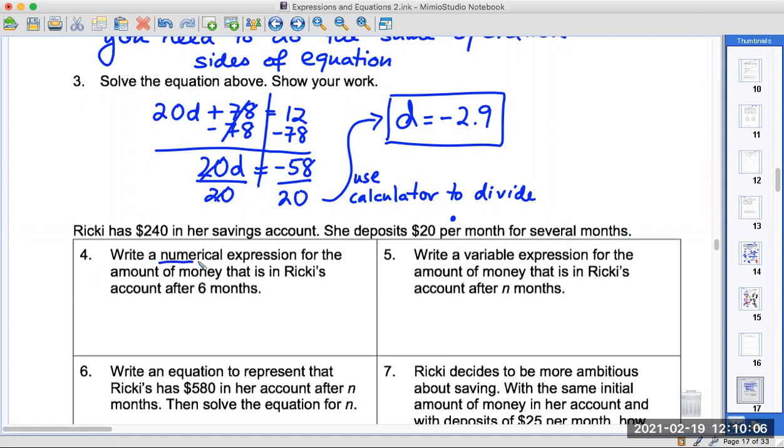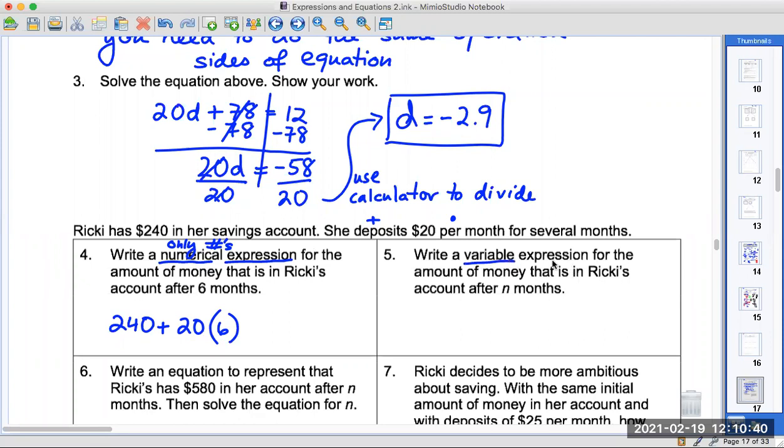Write a numerical expression for the amount of money that is in Ricky's account after 6 months. So she starts out with 240, and depositing means adding. And then she does $20 for 6 months. That's your numerical expression, only numbers. Okay, 6 times 20, and then add to what she had in the beginning.